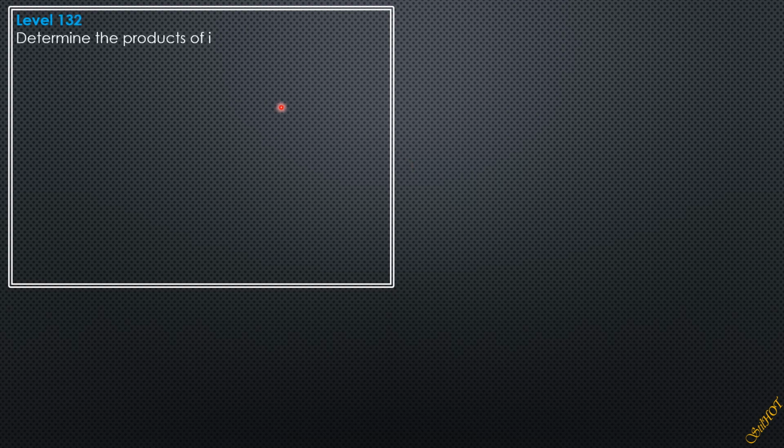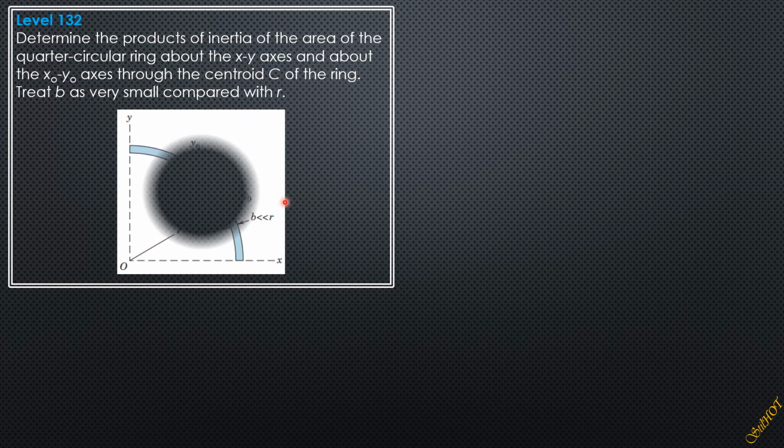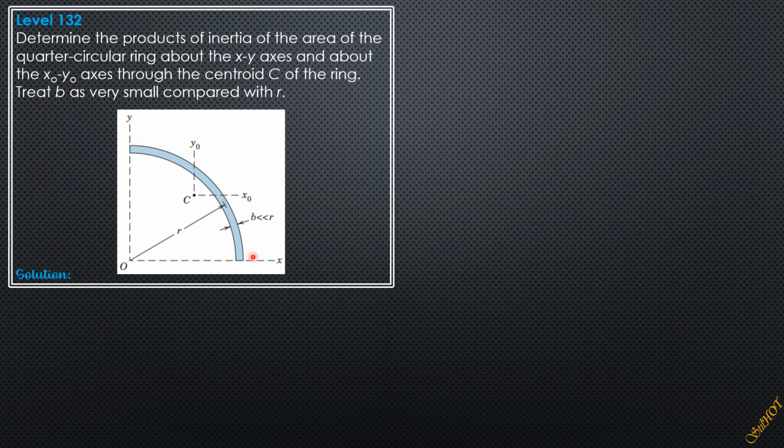Level 132, determine the products of inertia of the area of the quarter circular ring about the XY axis and about the XO-YO axis through the centroid C of the ring. Treat B as very small compared with R. So here is the given figure. In fact, we already solved this in our preceding slides, level 122. But this time, we also compute the product of inertia with respect to this centroidal axis XOYO of this quarter circular ring.